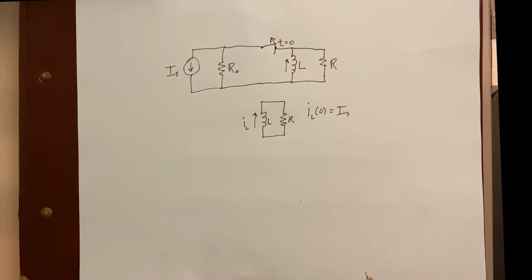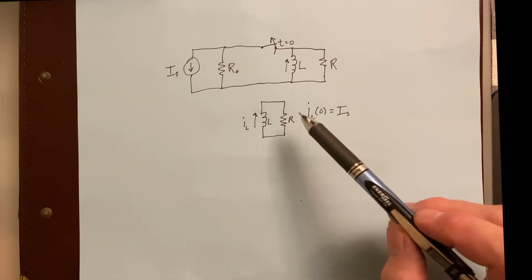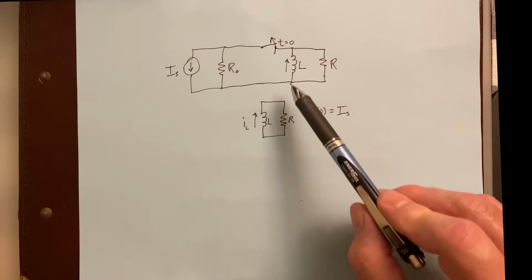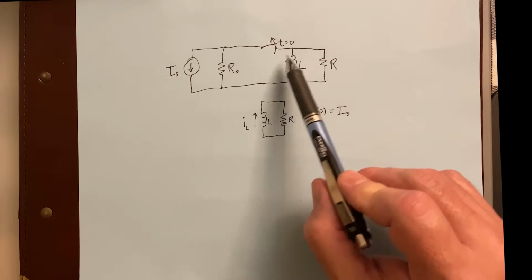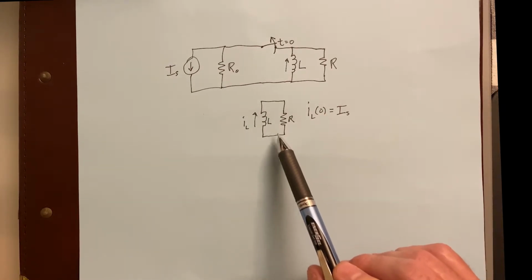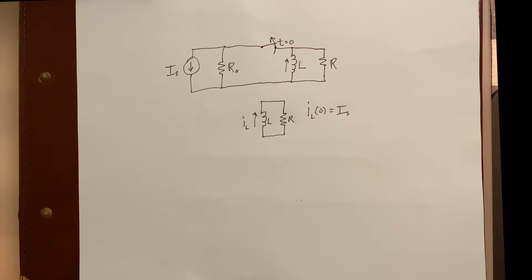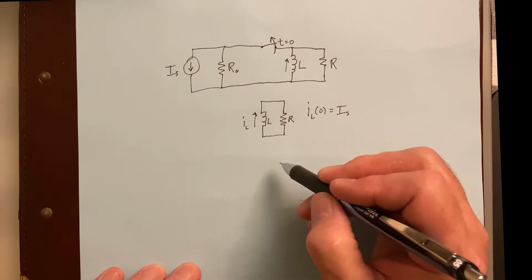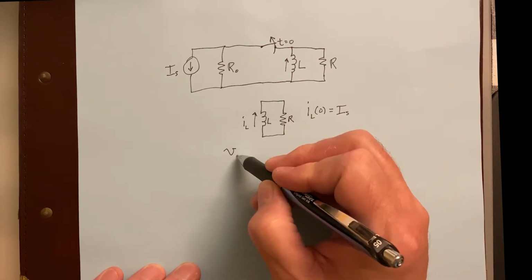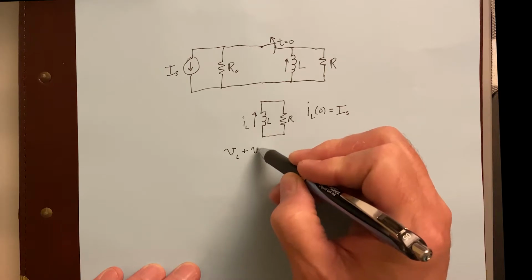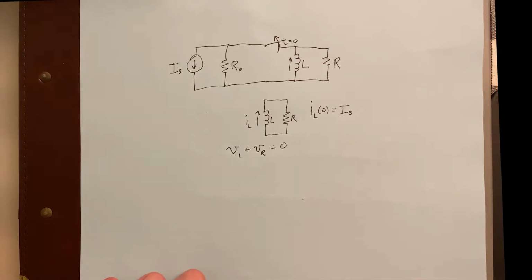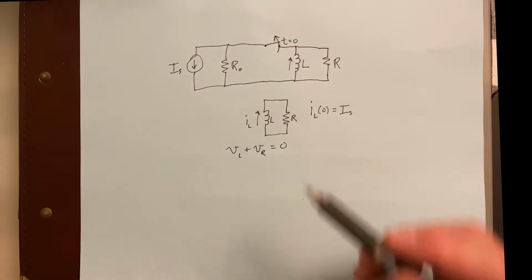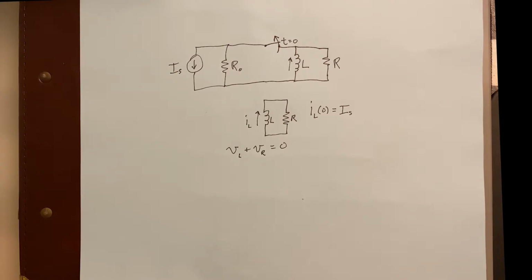Okay, that kind of makes sense then, doesn't it? You cannot have an instantaneous change in current, so even after the switch is opened up, you're still going to have the same current I sub S going through that inductor after t equals 0. Well, now that we've done that, we could say this. The voltage across the inductor plus the voltage across the resistor has to equal 0. That's nothing but KVL around this loop here. So those two voltages have to add together to be 0.